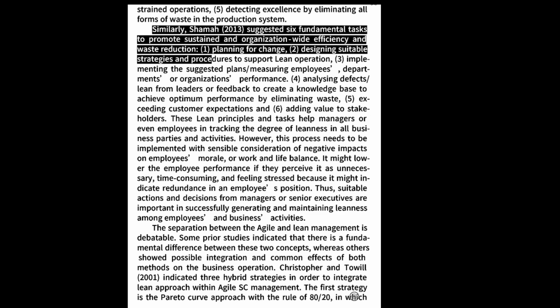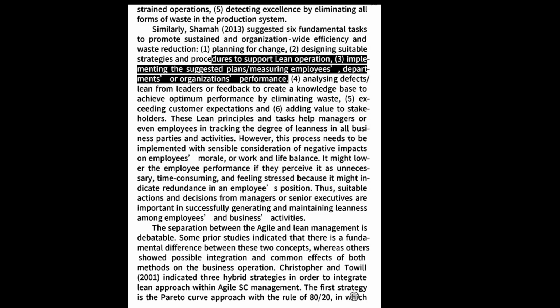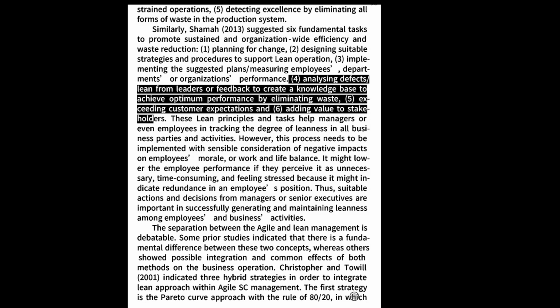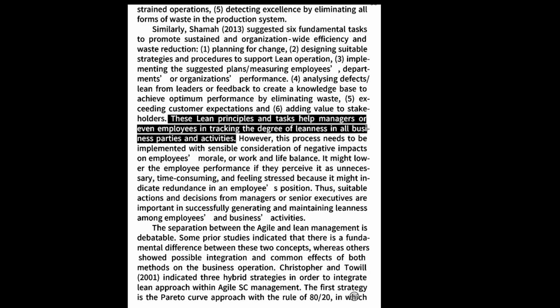Similarly, Shama 2013 suggested 6 fundamental tasks to promote sustained and organization-wide efficiency and waste reduction. 1. Planning for change. 2. Designing suitable strategies and procedures to support lean operation. 3. Implementing the suggested plans, measuring employees, departments or organizations' performance. 4. Analyzing defects, lessons learned from leaders or feedback to create a knowledge base to achieve optimum performance by eliminating waste. 5. Exceeding customer expectations, and 6. Adding value to stakeholders. These lean principles and tasks help managers or even employees in tracking the degree of leanness in all business parties and activities.